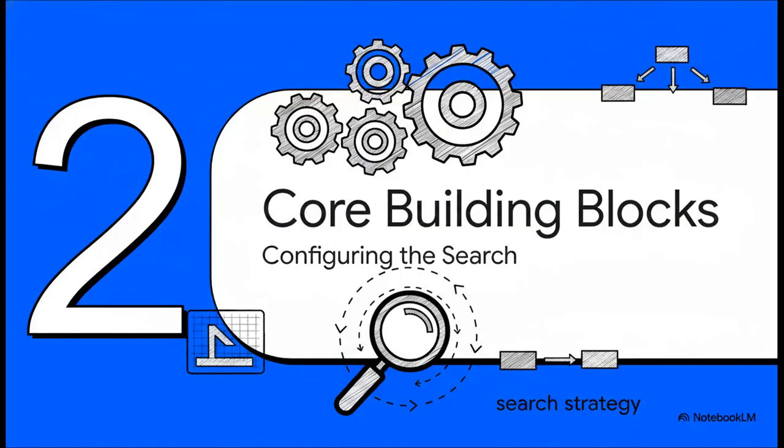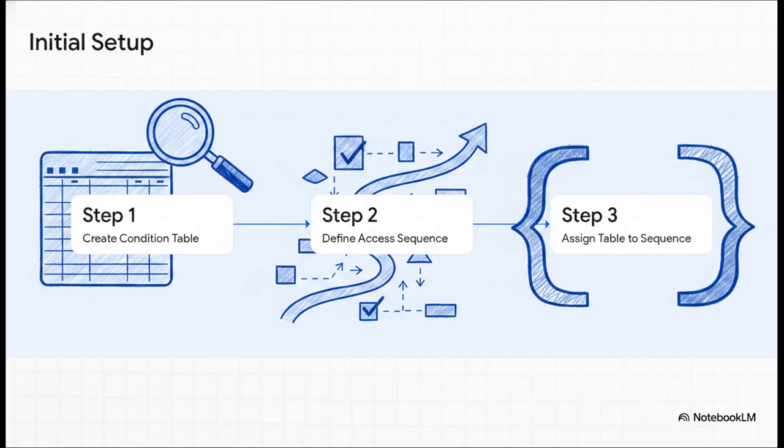All right, enough with the theory, right? Let's actually get our hands dirty and start building this thing. We're going to kick things off by configuring the first part of our recipe, that search strategy we were just talking about. It's actually pretty straightforward. We're just going to do it in 3 quick steps. 1. Create the condition table. 2. Define the access sequence. And 3. Hook them up together.